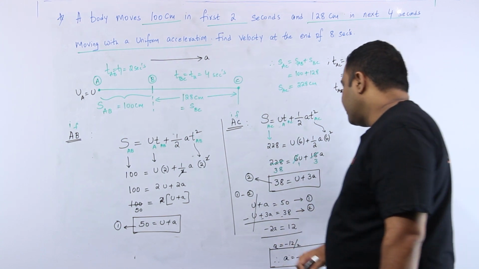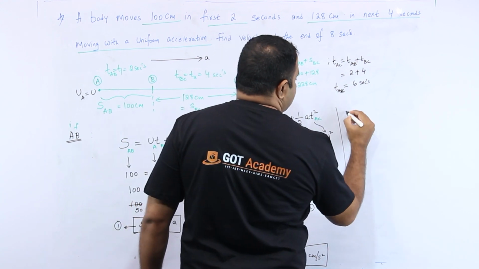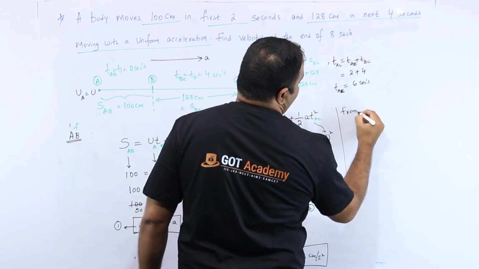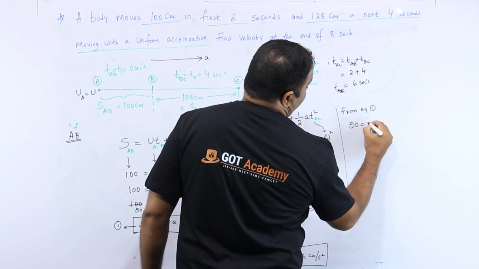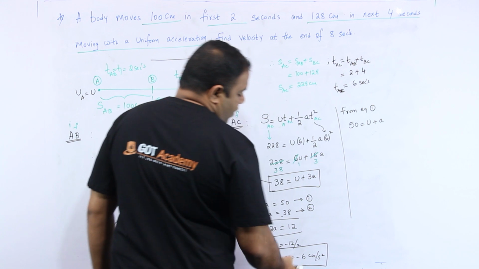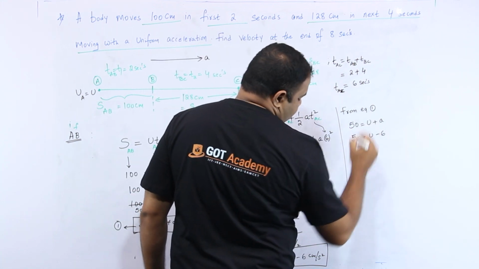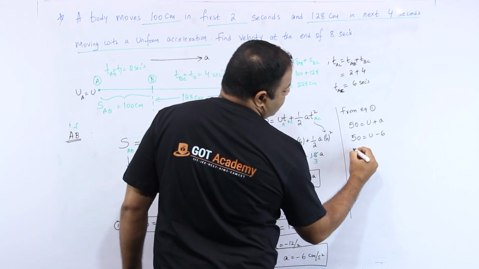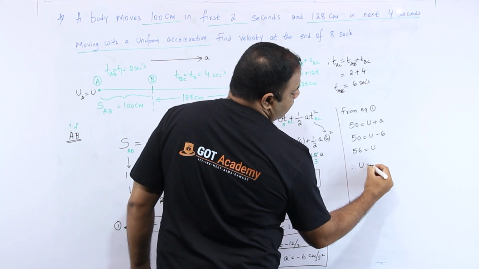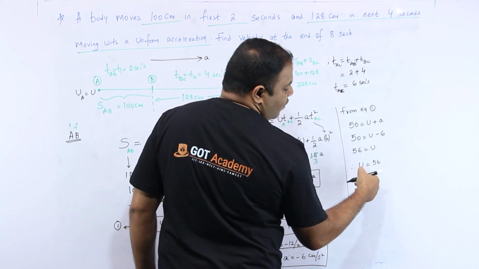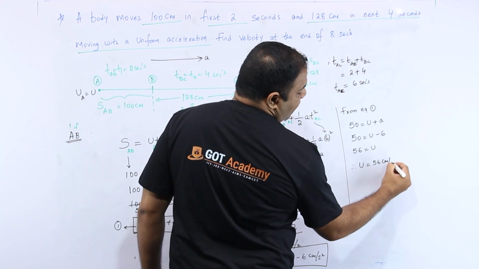So let us take this. From equation 1, 50 equal to u plus a. Here a is nothing but minus 6. So when minus 6 comes to this side, 56 is equal to u. You have to mention units also. Since everything is in centimeter, the velocity unit is centimeter per second.